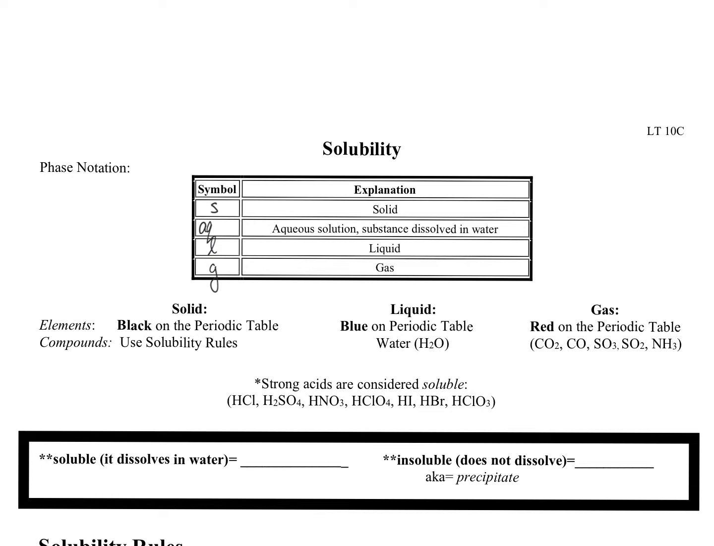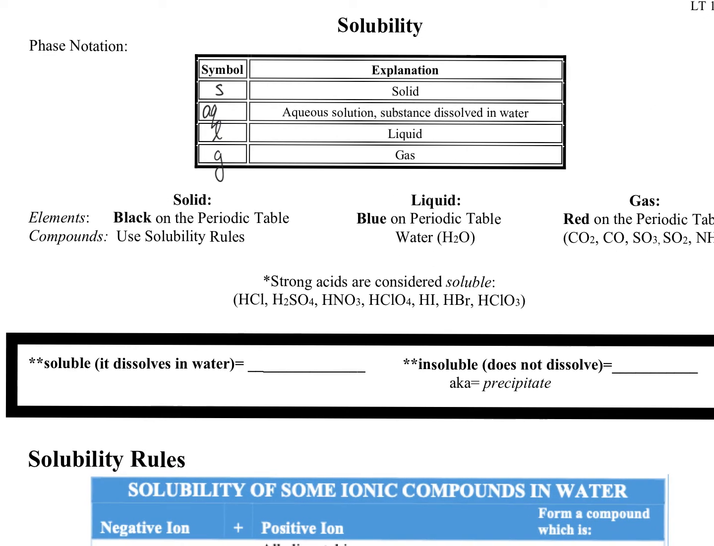For the compounds, whether they are solid or aqueous, you're going to use something called the solubility rules, which you can find on the back of the periodic table. Just as a little note here, you can see right on the screen in front of you, all acids. So for now, we're going to even ignore the word strong. We're just going to assume that all acids are considered soluble.